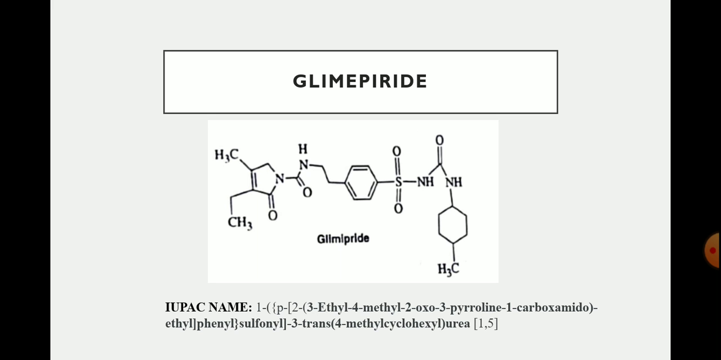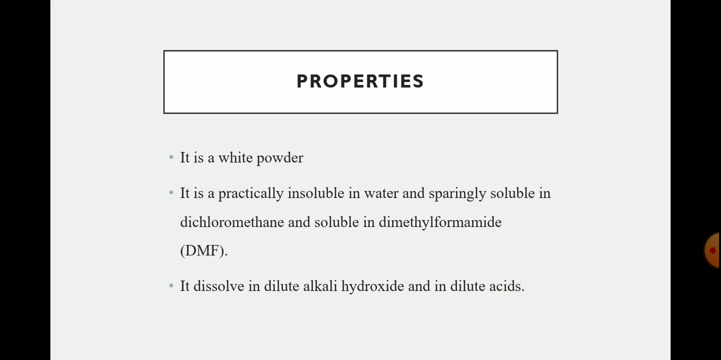Next drug is glimepiride. This is the structure of glimepiride. Property: it is a white powder. It is practically insoluble in water, sparingly soluble in dichloromethane and soluble in dimethylformamide. This is DMF. It is also dissolved in dilute alkali hydroxide and in dilute acid.